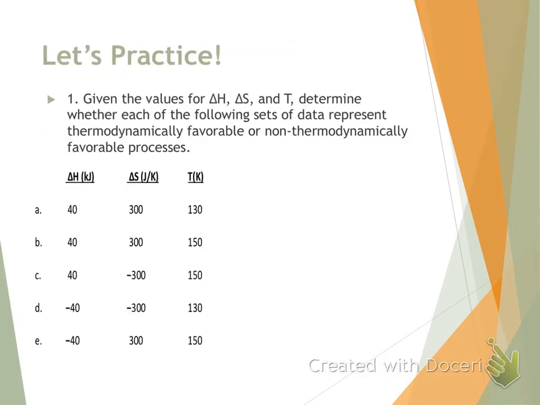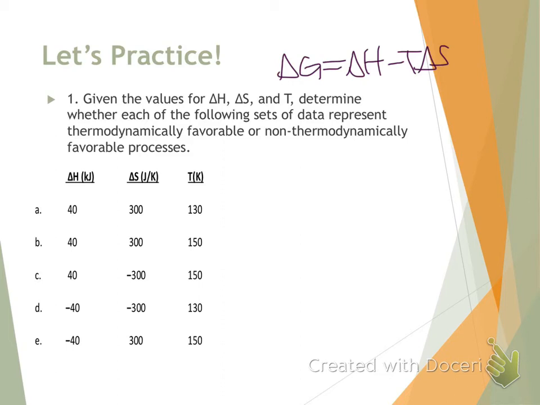So let's look at some practice problems here. Given the values for delta H, delta S, and our temperature below, we want to know which sets of data represent thermodynamically favorable processes. Well, we can initially look at this and figure out if it's always or never spontaneous, but sometimes it's going to depend on temperature. If it depends on temperature, we're going to need to calculate whether our delta G is negative or positive using our delta H minus T delta S equation here.